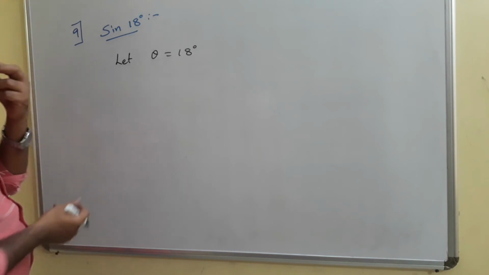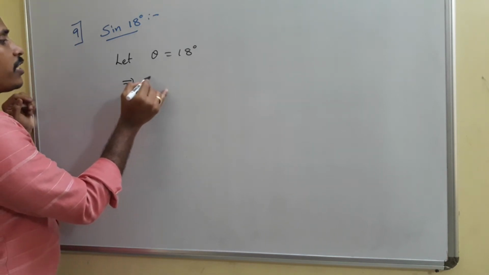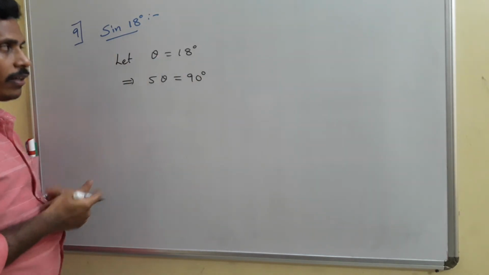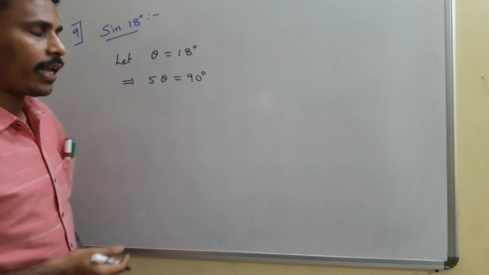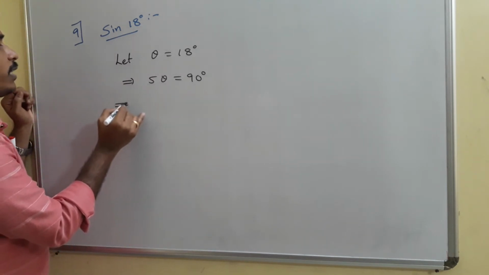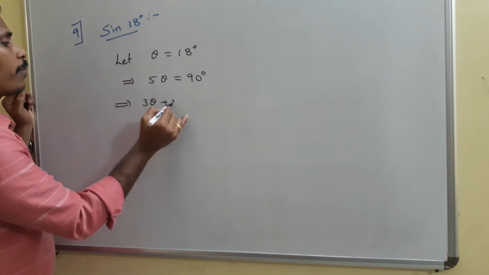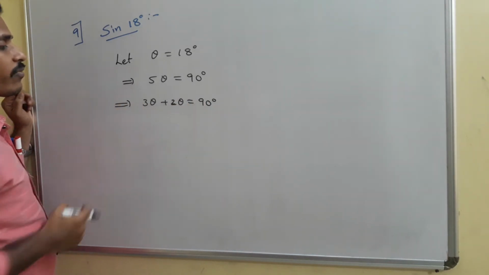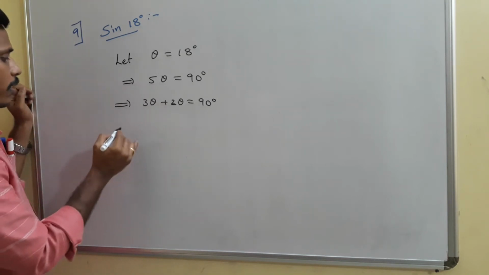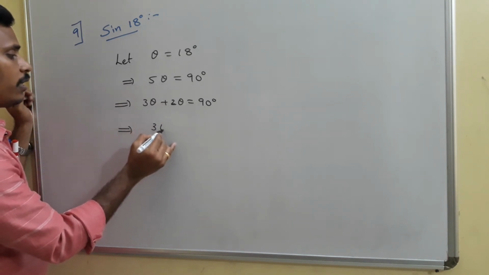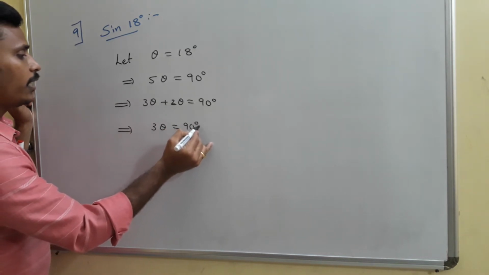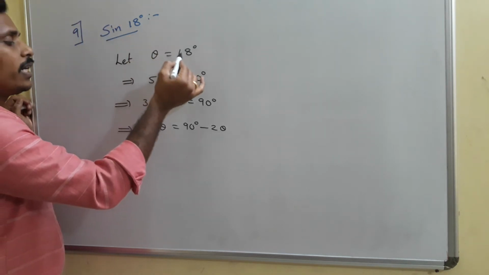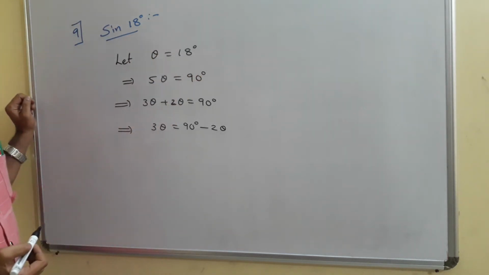Since theta is equal to 18 degrees, I just multiply everything with 5. So 5 theta is equal to 90 degrees. Is it right? Absolutely, 5 times 18 is 90. And that 5 theta can be written as 3 theta plus 2 theta is equal to 90 degrees. I just rewrite 5 theta as 3 theta plus 2 theta. And that implies 3 theta is equal to 90 degrees minus 2 theta. Is there anything wrong? No. Since theta is equal to 18 degrees, we say that 3 theta is equal to 90 minus 2 theta.